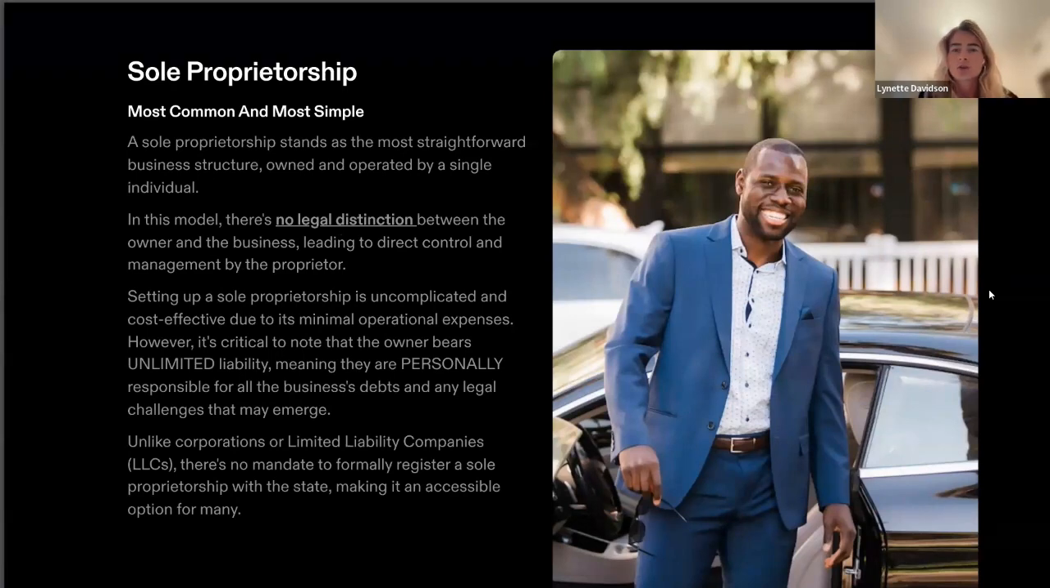The first one we are going to discuss for today is the sole proprietorship. This is the most common and most simple type of company. It is operated and owned by only one person. This means there is no legal distinction between the owner and the business, which is a very important factor because this leads to direct control and direct management of the company.